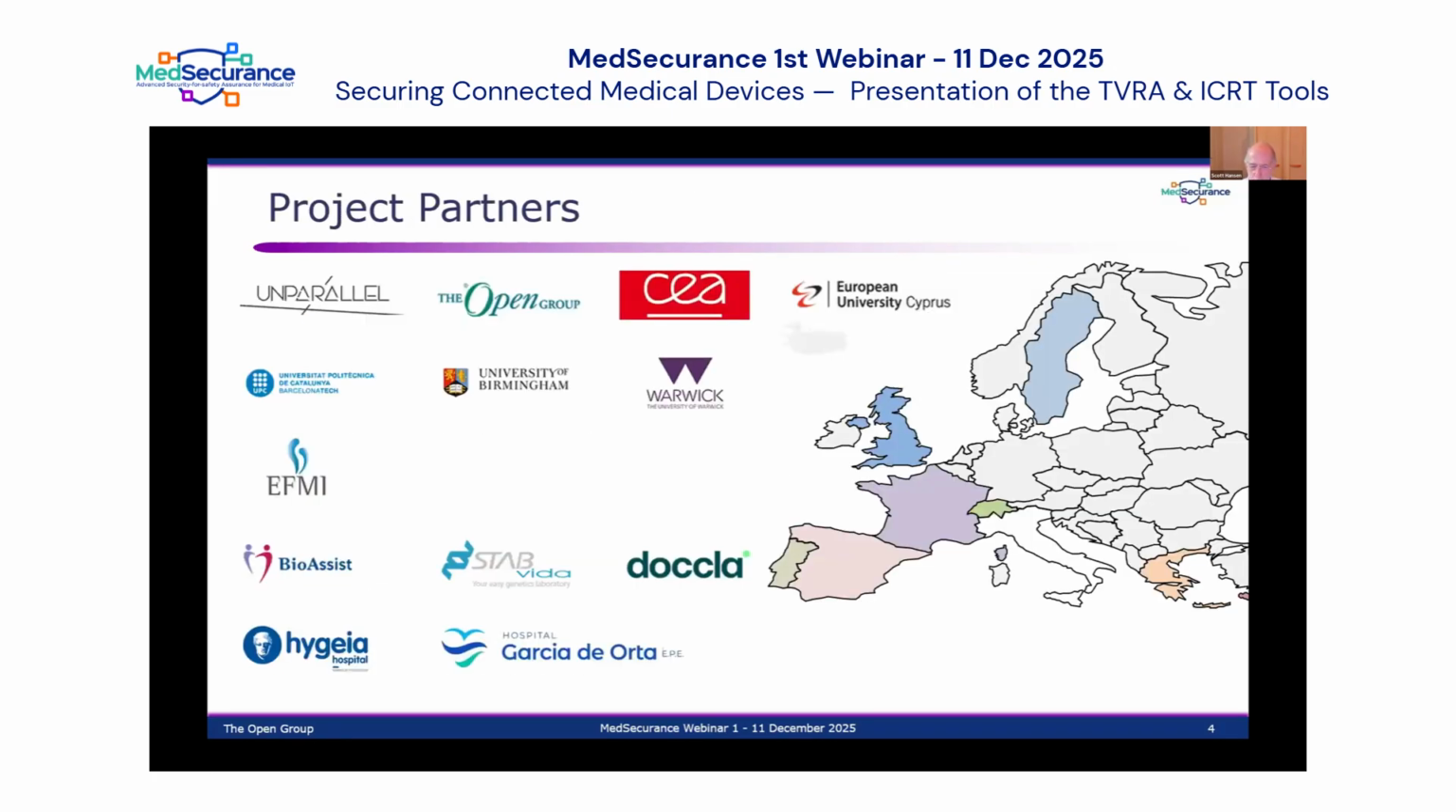Project partners in the MedSecurance project included a set of research and development partners from University of Warwick, University of Birmingham in the UK, Polytechnical University in Catalonia, the European University in Cyprus, CEA, which is a very large research organization in France, the Open Group, which is my organization. We're a standards organization, but we also develop reference technologies for industry. And the project was coordinated by an SME organization that delivers technology, unparalleled innovation.